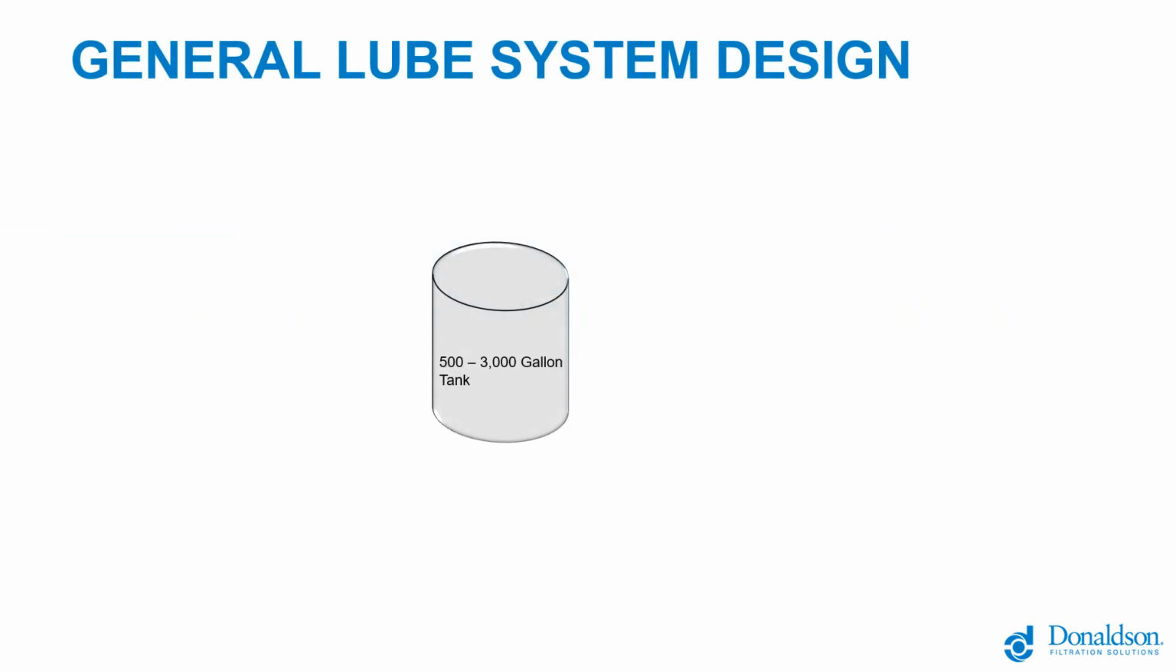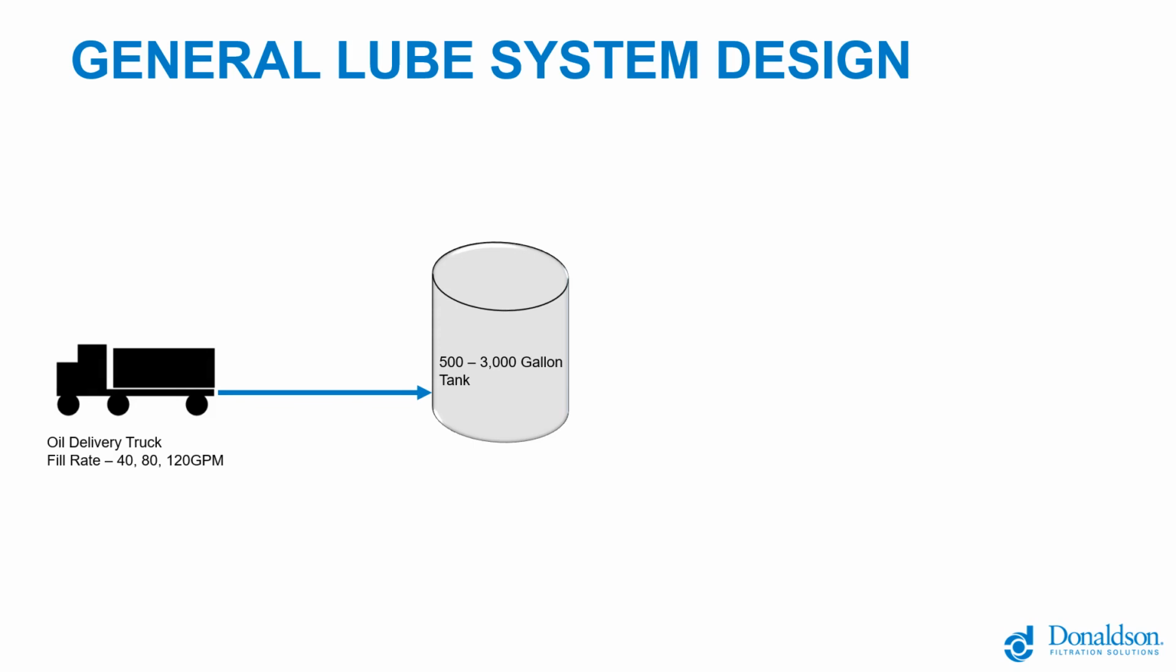Consider this a general lube tank in your lube room, or a trailer with tanks in it, or maybe even a lube truck. You have a truck that delivers oil into that tank. Typically oil is offloaded at maybe 40 gallons a minute, but for larger tanks it can come off at a little higher flow rate. That's usually a positive displacement pump pumping oil into the tank there.